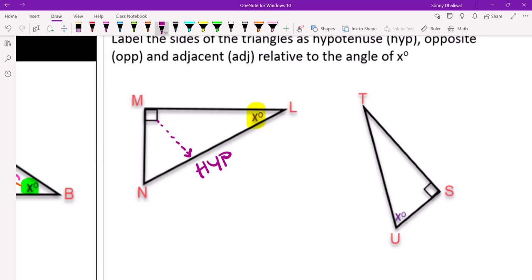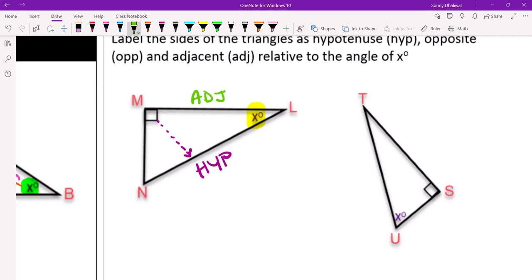LM or MN? Caitlin? No. Right? Here is my angle. What side's next to it? Yeah, this one, this touching it, it's right there, right? So this one is my adjacent side right here. Oh, I thought we were doing opposite. Oh, okay, sorry. Okay. All right.